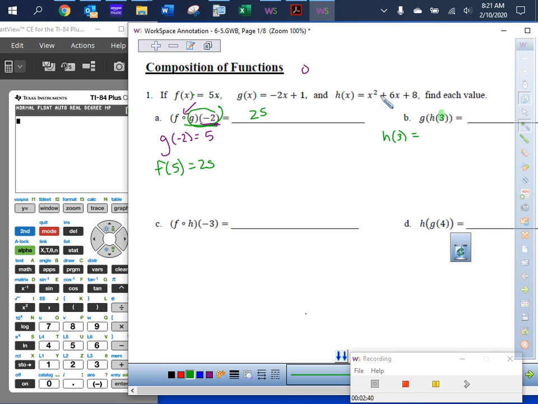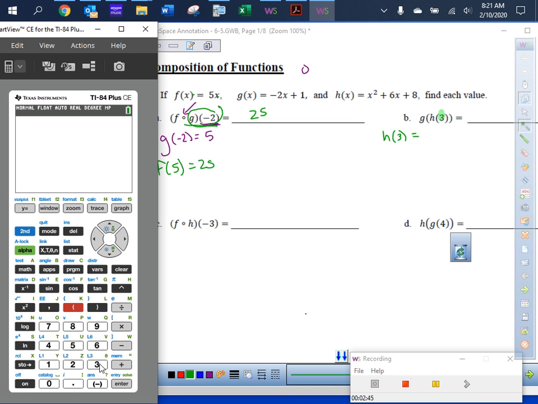This, I definitely need a calculator. Let's put 3 into parentheses. So let's punch that in together. 3, got to get squared. Got to put it in parentheses, though, because if that was a negative being squared and you don't put it in parentheses, bad news bears right there. So 6 times 3 plus 8. How do you feel about getting a 35 back in that case?